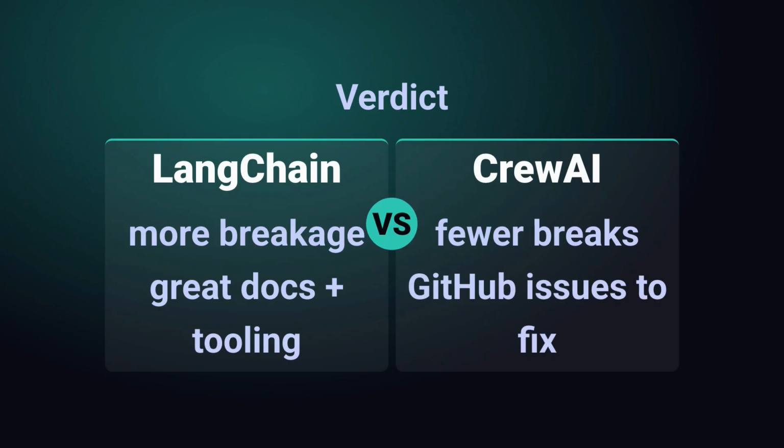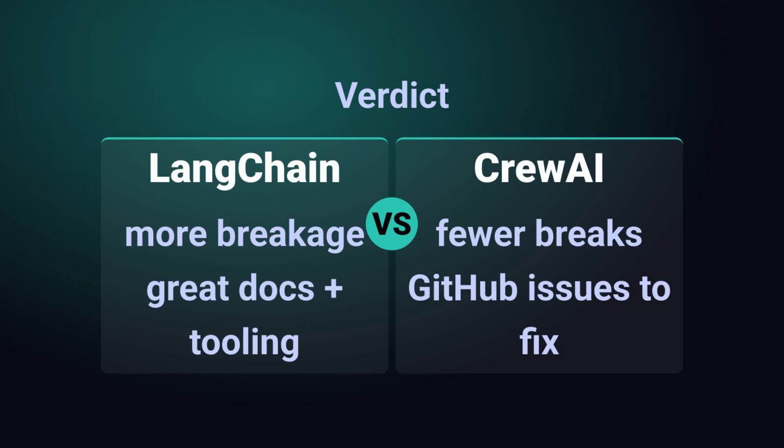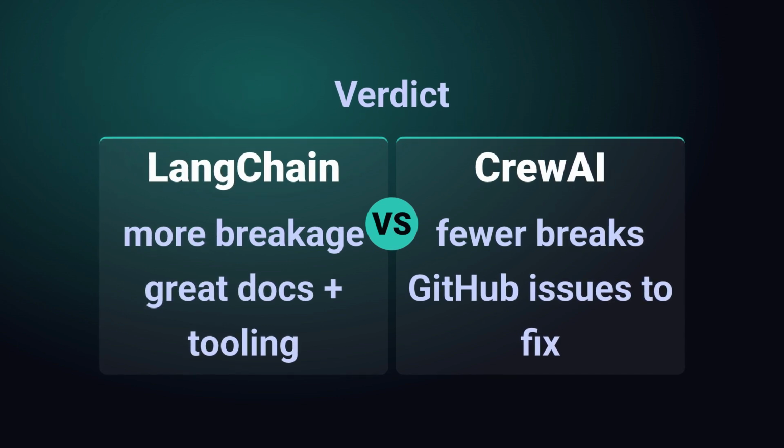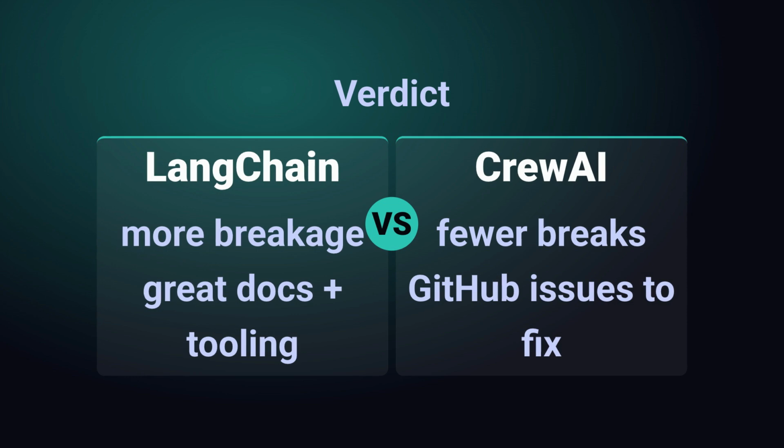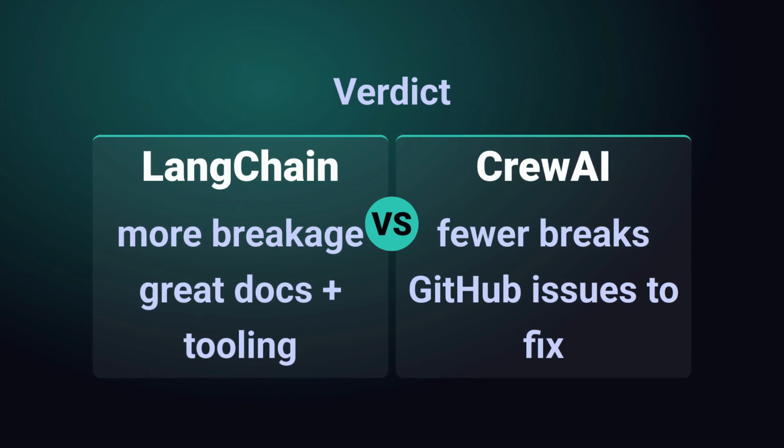So what's the actual verdict? LangChain gives you more breakage but far better documentation and tooling to survive that breakage. It treats migration as a first-class problem. CrewAI gives you fewer breaking changes per upgrade, but when they hit, you're often reading GitHub issues and changelogs rather than a polished migration guide. Neither is strictly safer. They're broken in different ways, at different frequencies, with different rescue nets.